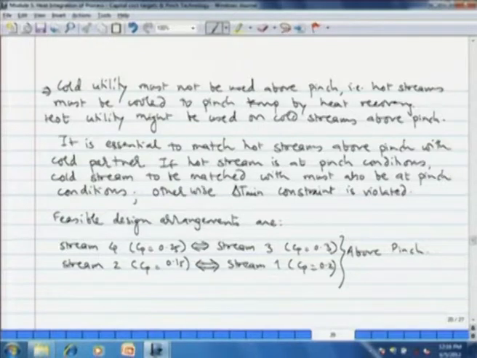Then the feasible design arrangements with this Cp inequality constraint are that stream 4 with Cp equal to 0.25 should be matched with stream 3 with Cp equal to 0.3, and stream 2 with Cp equal to 0.15 can be matched with stream 1, which has Cp equal to 0.2.